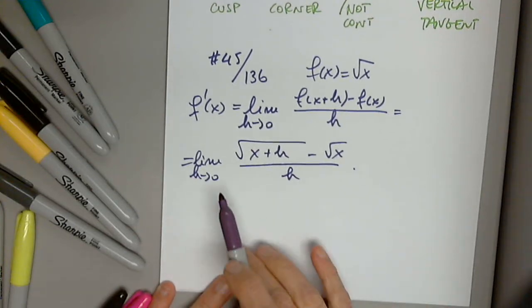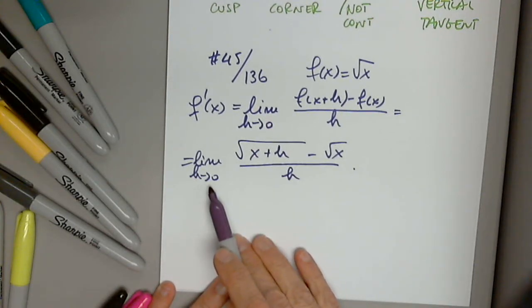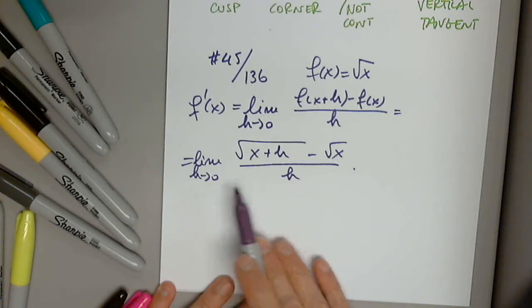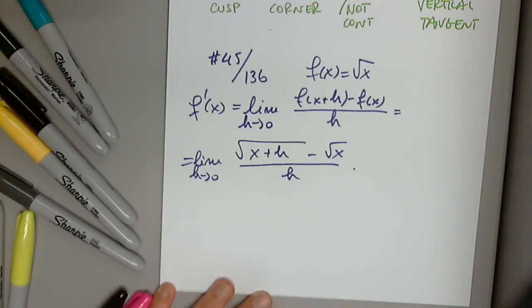What do we get at the top when we plug in 0 for h? The square root of x. Oh wait, yeah, 0 over... 0. Good, there is hope. It's a function. We're going to get something, right? So what do I do? How do I handle this? It's an indeterminate.